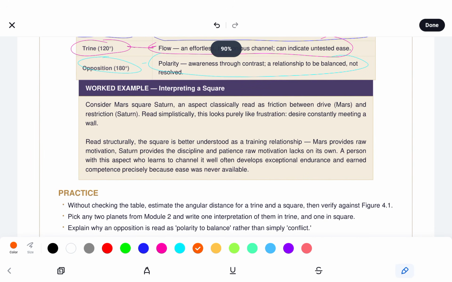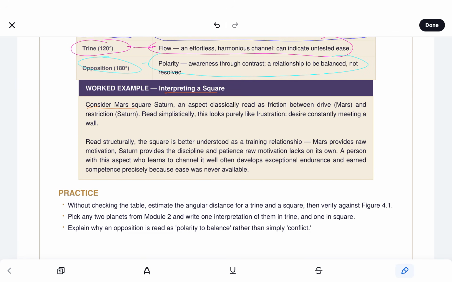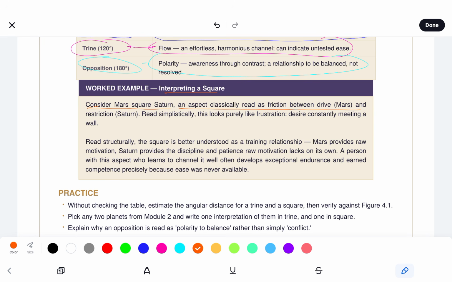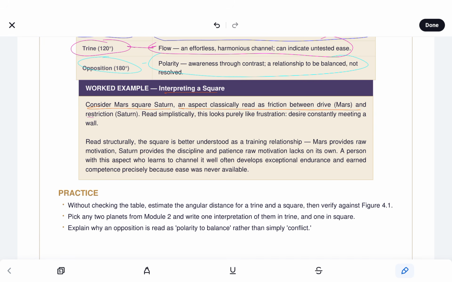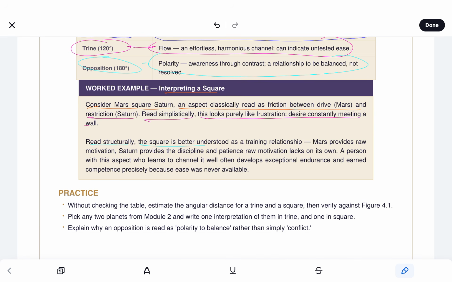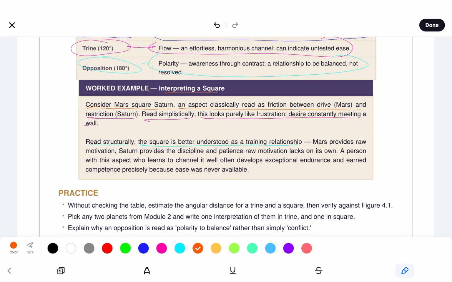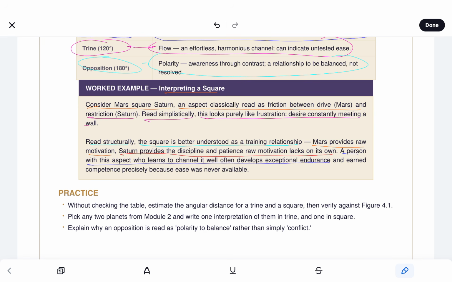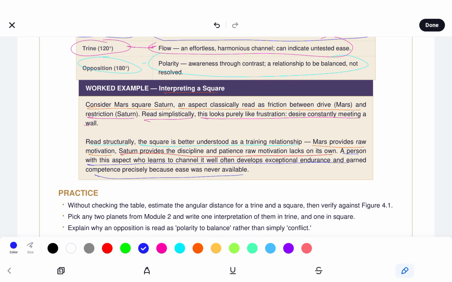And this worked example, interpreting a square. Consider Mars square Saturn, an aspect classically read as friction between drive, Mars, and restriction, Saturn. Read simplistically, this looks purely like frustration, desire constantly meeting a wall. Read structurally, the square is better understood as a training relationship. Mars provides raw motivation, Saturn provides the discipline and patience raw motivation lacks on its own. A person with this aspect who learns to channel it well often develops exceptional endurance and earned competence precisely because ease was never available.